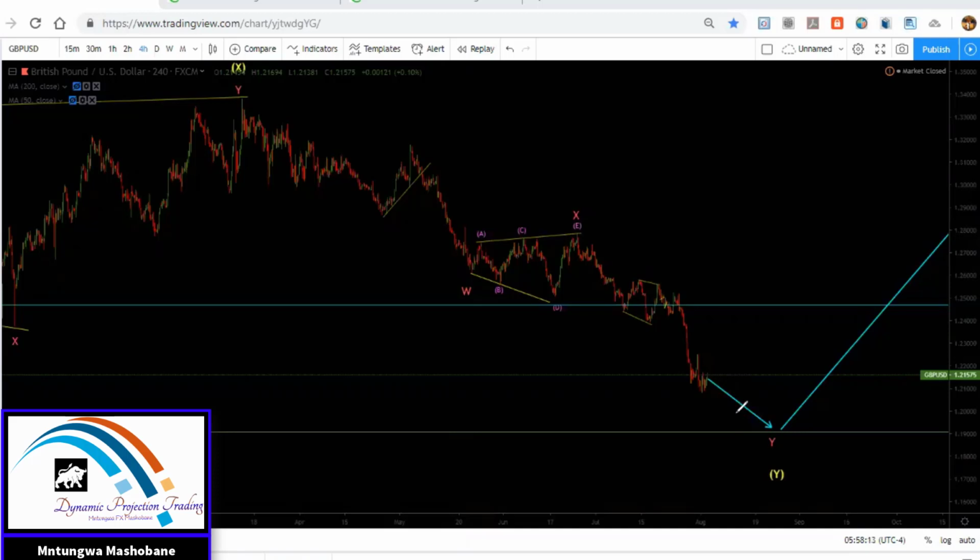The one more down that you're expecting, we're going to take it to this low over here. Then we're going to start monitoring what the price would do. But for this current week, look to sell price over here.